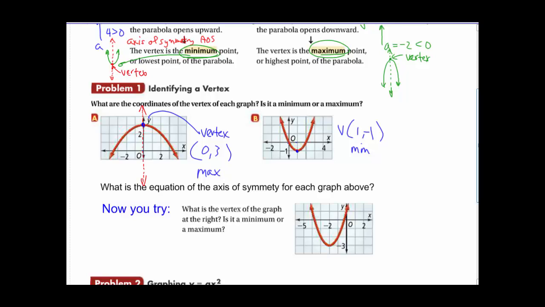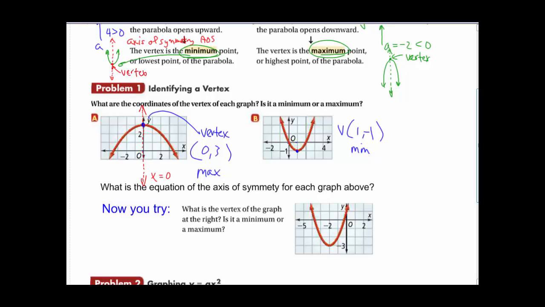Any line that is vertical, if you remember, has undefined slope and also goes through the x-axis. So all axes of symmetry are x equals, and then we look at where it goes through. Since our vertex's x-coordinate is 0, this first one on A is x equals 0.